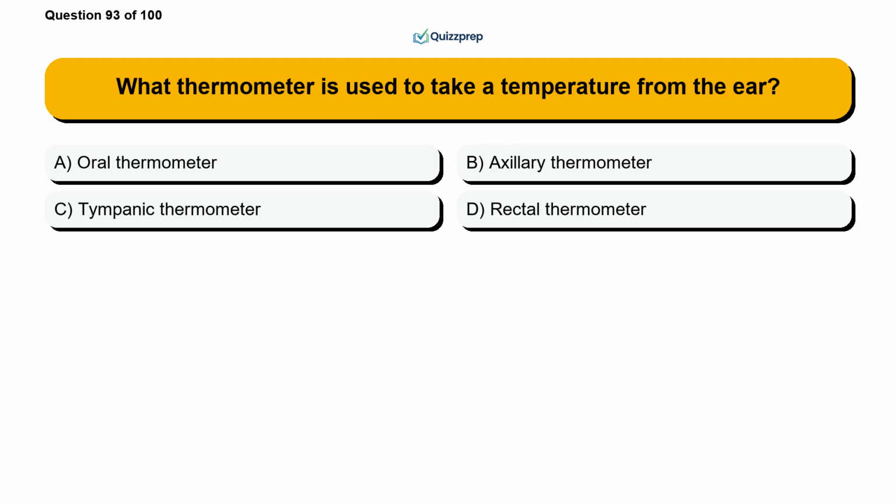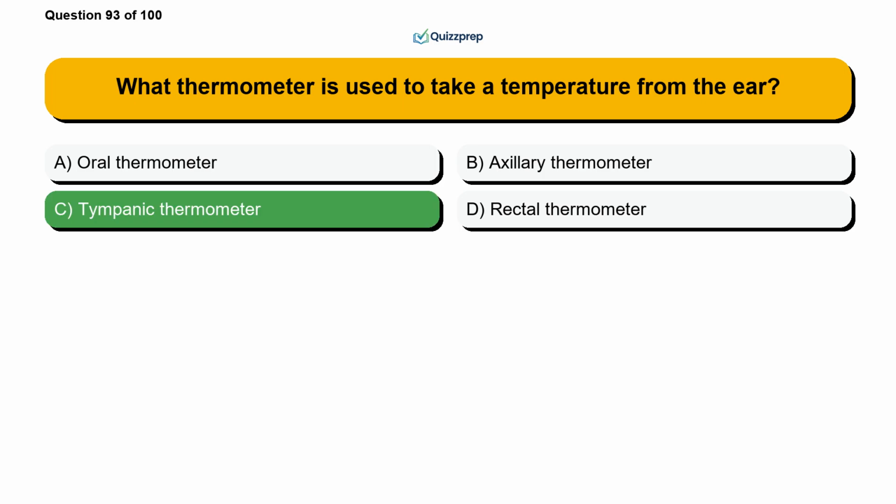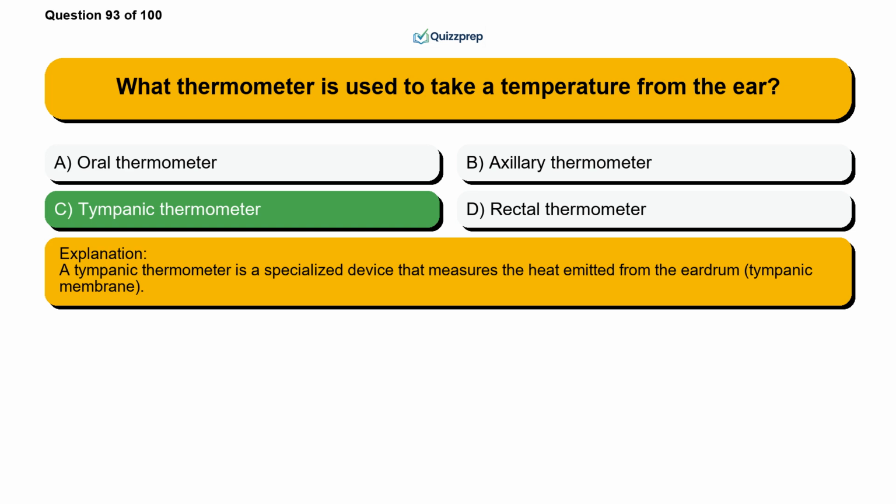Question 93. What thermometer is used to take a temperature from the ear? Option A, oral thermometer. Option B, axillary thermometer. Option C, tympanic thermometer. Option D, rectal thermometer. The correct answer is option C, tympanic thermometer. A tympanic thermometer is a specialized device that measures the heat emitted from the eardrum, the tympanic membrane.